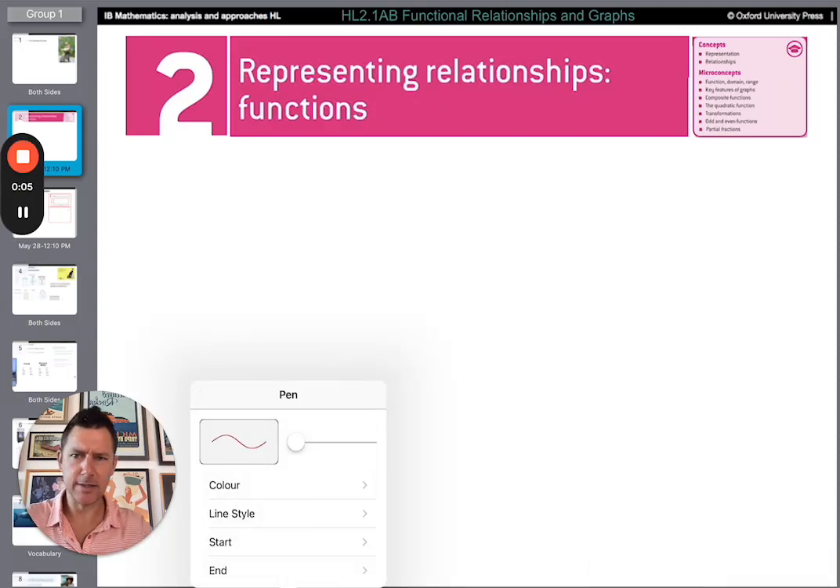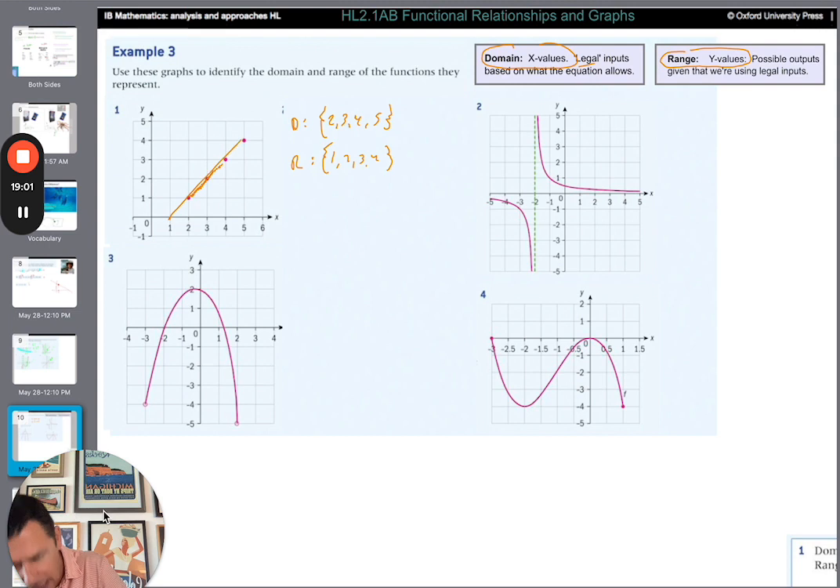Now that's a little annoying, but if you wanted all of the points in between, then you would have to put all the points in between, and that just becomes a line. That's why we make the line. Okay.